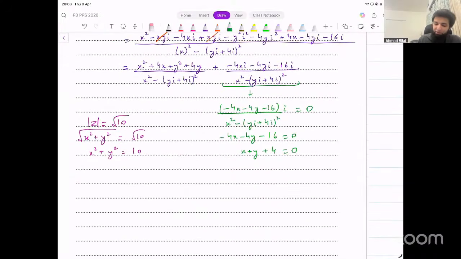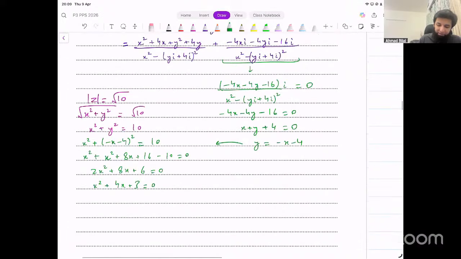From the second equation, for example, I can say y equals minus x minus 4. Put that in the first equation and that will become x squared plus (minus x minus 4) whole squared equals 10. x squared plus x squared plus 8x plus 16, and then minus 10 from the other side. This simplifies to 2x squared plus 8x plus 6 equal to 0. x squared plus 4x plus 3 equal to 0.